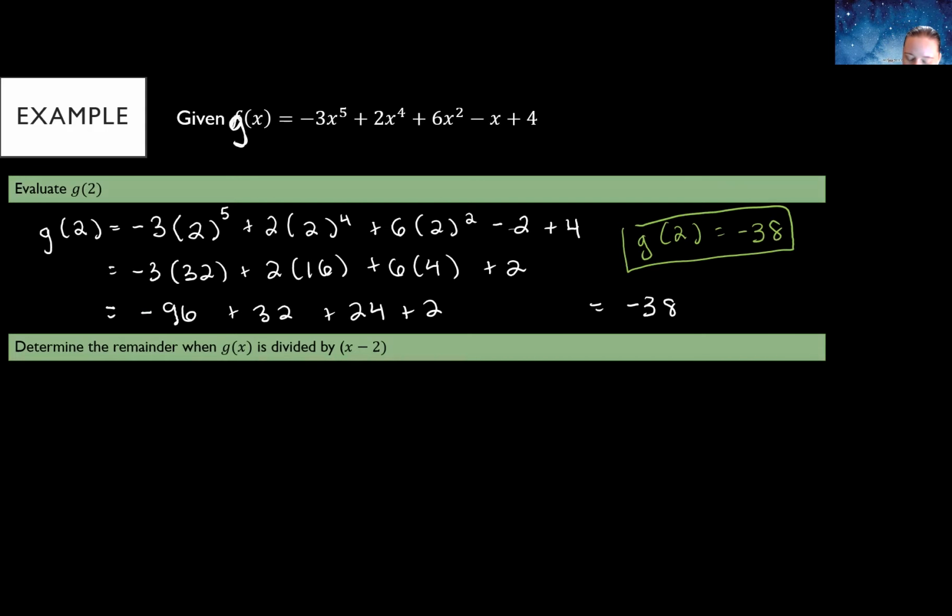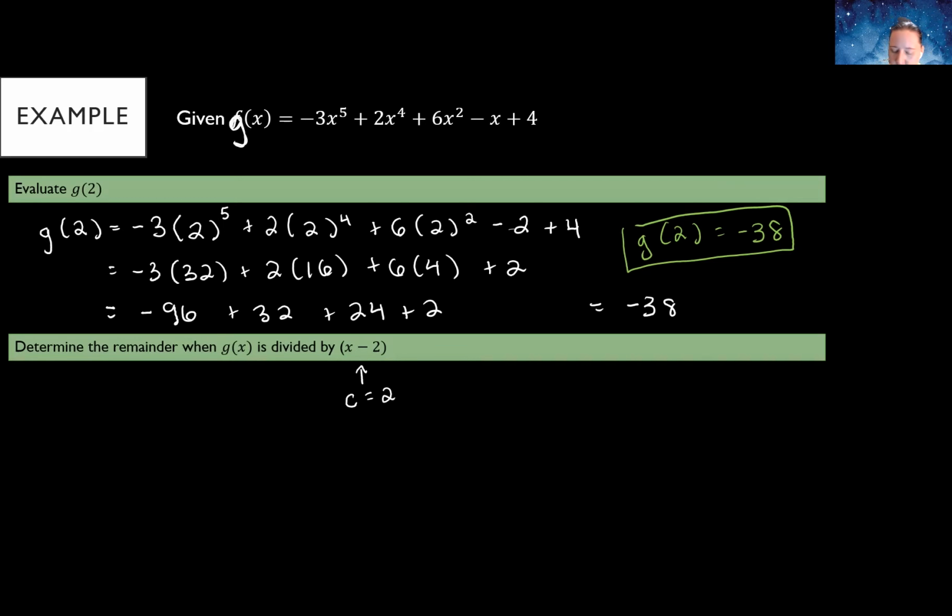So to actually use the remainder theorem, we're going to do synthetic division. So if we're dividing by X minus 2, that means C is equal to a positive 2 because it's the opposite sign. And we do our synthetic division using 2 as our starting point.